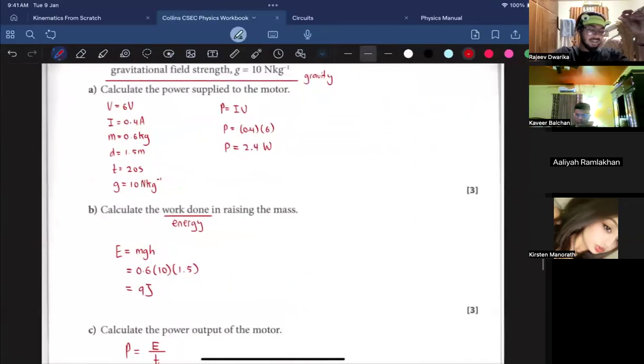Aliyah, what if they said that the mass was moving? How would you calculate the energy of it then? Any object that is moving possesses energy by virtue of its motion. So what kind of energy would it have? Kinetic energy. Right, and for kinetic energy you use a half mv squared.